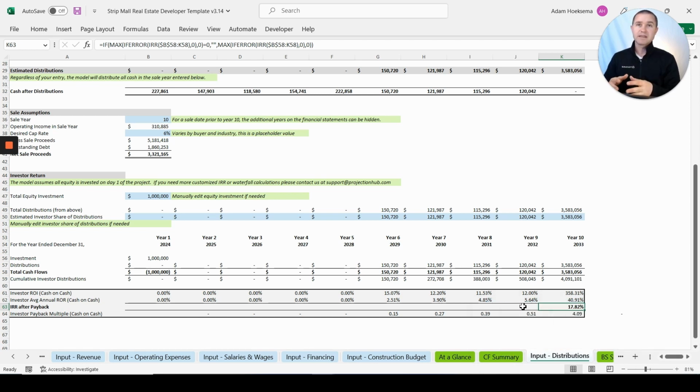Okay, so with that, I'm going to go back now and dive in a little bit more detail about how these different tabs work and how to input information.